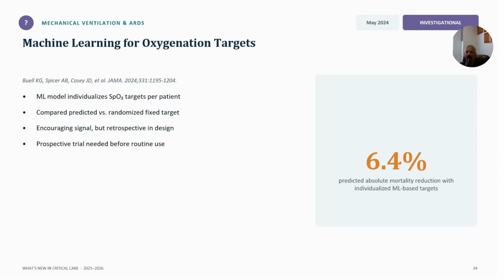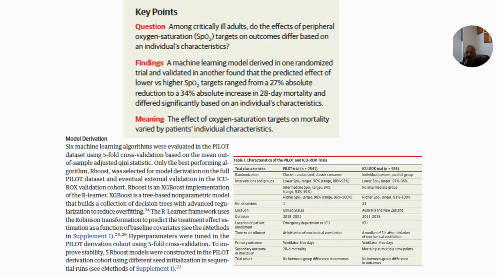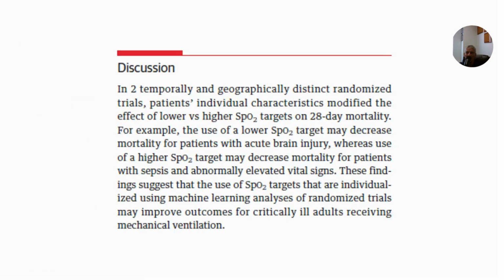Machine learning model for oxygen targets. We already went over this when we discussed the sepsis, but basically maybe we should not just use one size fits all, low versus high, but maybe sepsis patients should have higher and traumatic brain injuries maybe should be lower. So 6.4% predicted absolute mortality reduction in individualized machine learning. This is not ready for prime time, but it's thought-provoking.